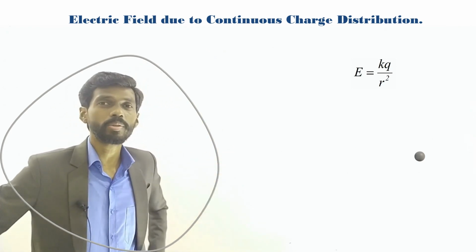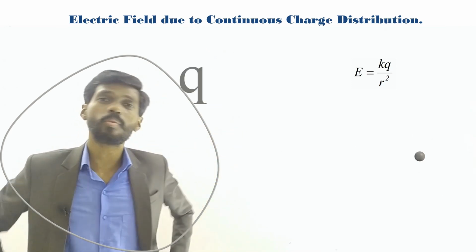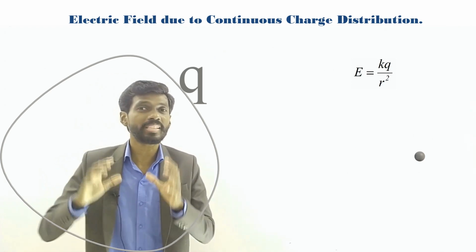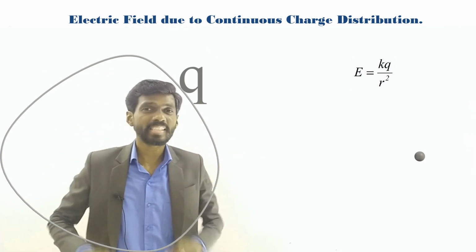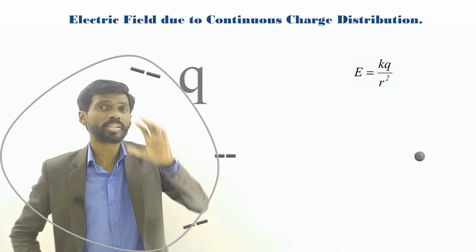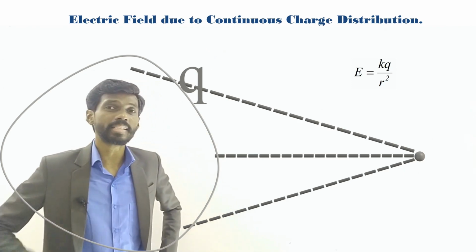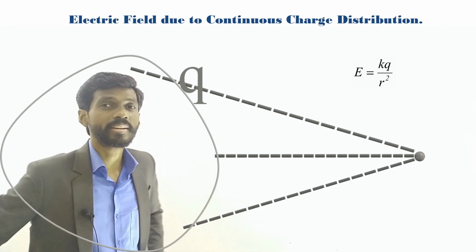Can the same formula be used? The charge of the object is q, so kq divided by r squared. But what is r? r is the distance between this object and that point. But is that defined properly, the distance between this object and that point? See, different points on this object are at different distances from that point. So which one will you take as the distance r? Or which point will you consider?